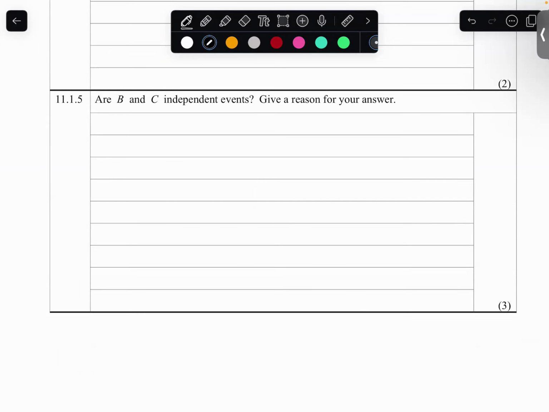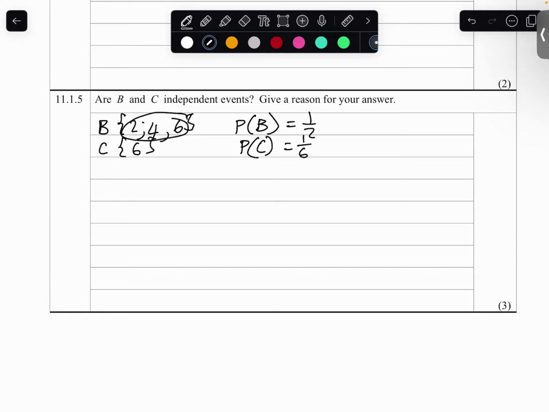11.1.5: are B and C independent events? Again, I'm going to pull B's events. B is 2, 4, and 6. Its probability was a half. And then C's event was just 6, and its probability was 1/6. This was 3/6, this was 1/6. And 3/6 is a half, remember that, right? So those are the probabilities of B and C.